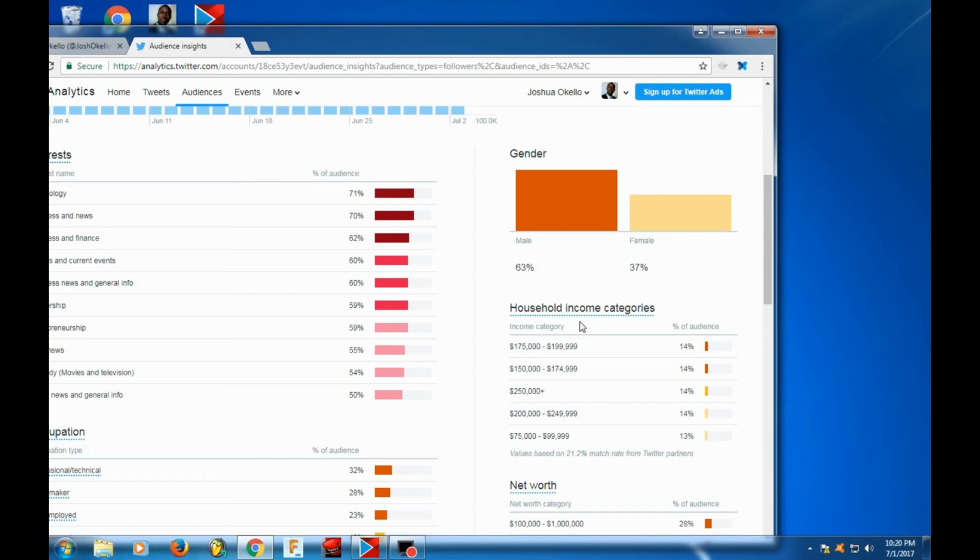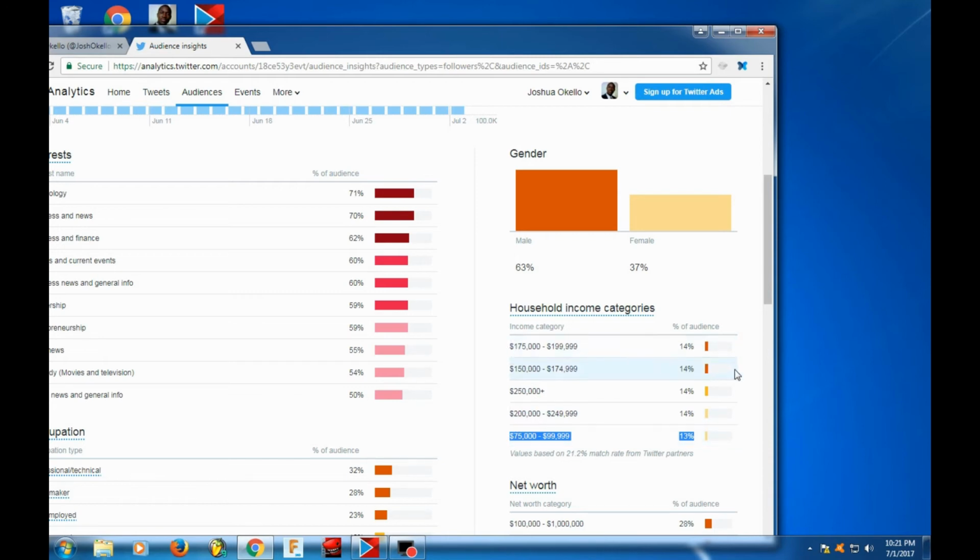So you also want to use these numbers not because they are here for display, but you want to figure out and do the math: what chances do I stand if I have a product that I'm going to push? Now, 75,000 to 99,000, you have 13% of people who earn that per annum.